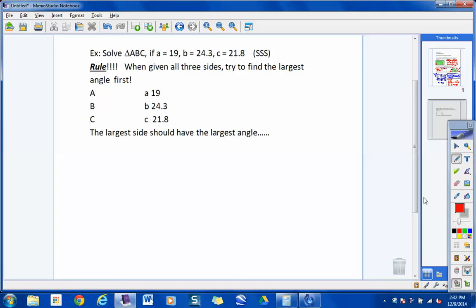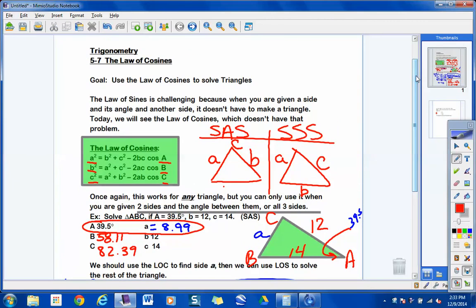But right down here, there's a note. It says the largest side should have the largest what? Angle. What's the biggest side here? Side B, right? Everybody agree there? So the first angle I'd really like to find here, according to this, is angle B. So let's do this. If I'm going to use angle B to find, am I going to use the first formula, second formula, or third formula?